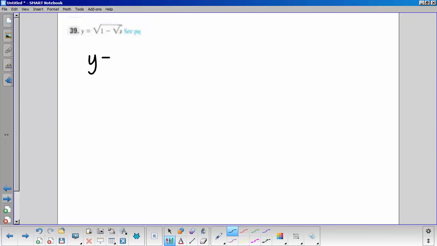So this is y equals the square root of 1 minus the square root of x. What do we need to do here? Change it to exponential, which is going to be parentheses 1 minus x to the 1 half, raised to the 1 half. And no, we cannot distribute that exponent. Don't do it, because there's a plus sign right here.